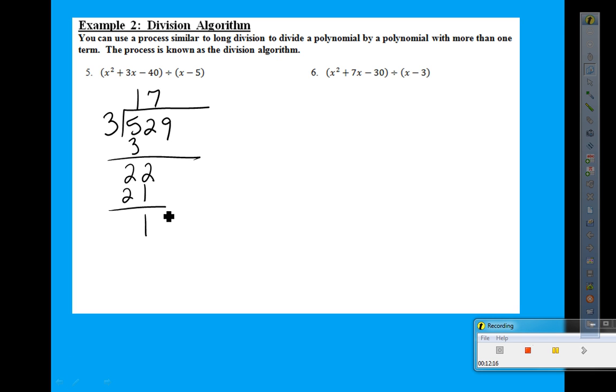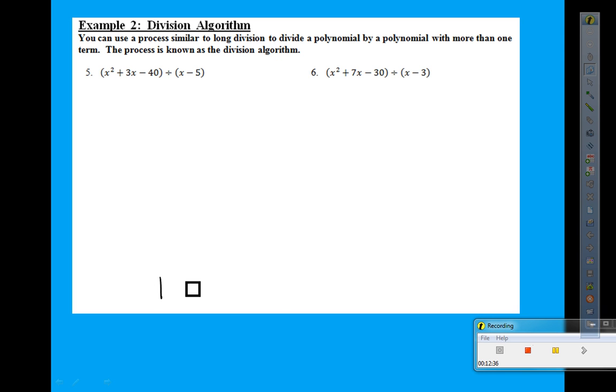I'm going to bring down this 9. Now 3 goes into 19 6 times. 6 times 3 is 18. So I'll say that I have a remainder of 1. That's the steps that I'm going to do on these polynomials. So hang with me for just a minute and follow along and write this down if you will.